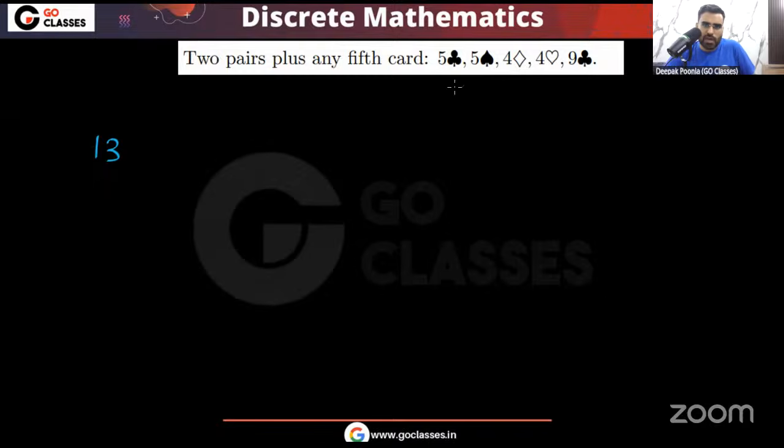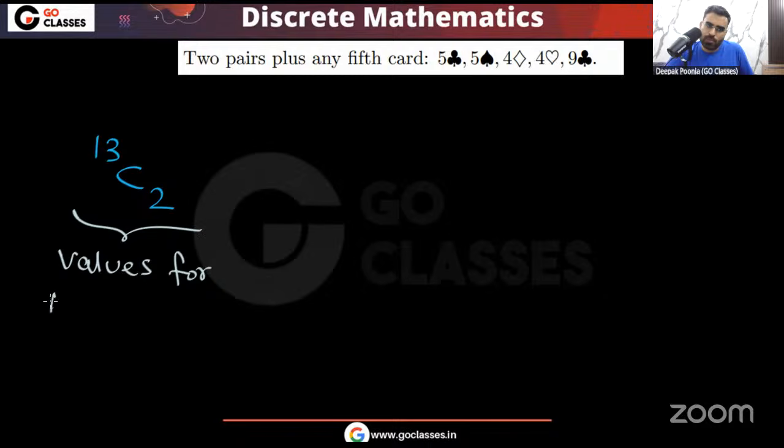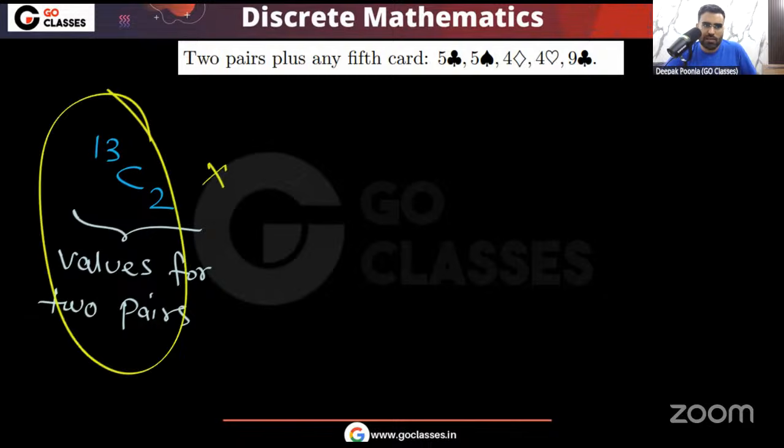From these 13 values, I want to choose two values, because for those two values I will have two cards. For example, here those two values are 5 comma 4. So from 13 values you choose two values, and these are the values for both pairs. There are two pairs, right? So these are the values for the two pairs, and I have chosen two values.